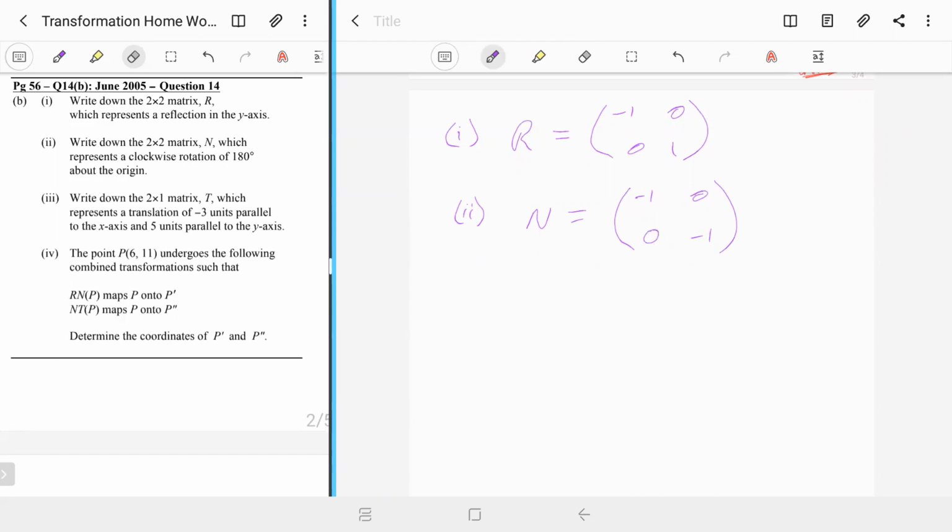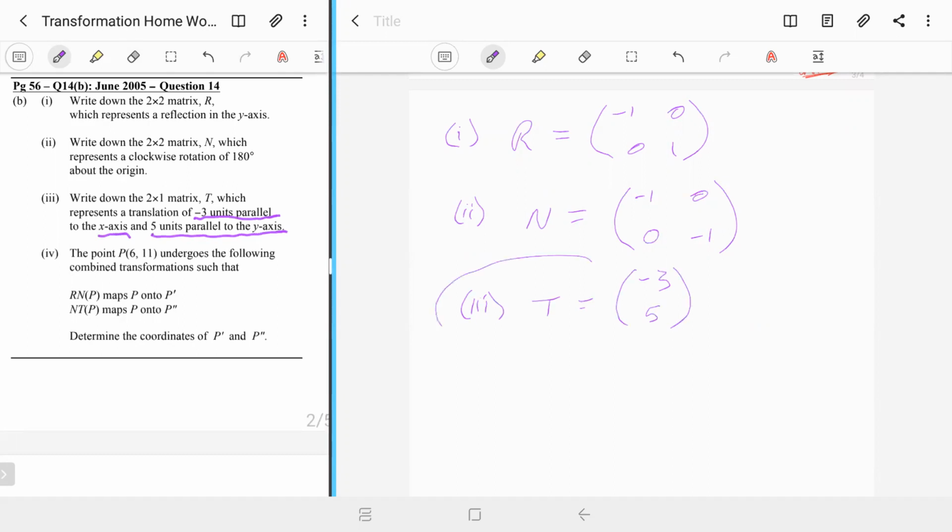Next one says, write down the 2 by 1 matrix T, which represents a translation of -3 units along the x-axis and 5 units along the y-axis. That's a translation. See it here? 3 units to the x and 5 units to the y. So simple. You're writing down, exam easy. T equals, then give it the values: -3, 5. That's a translation.